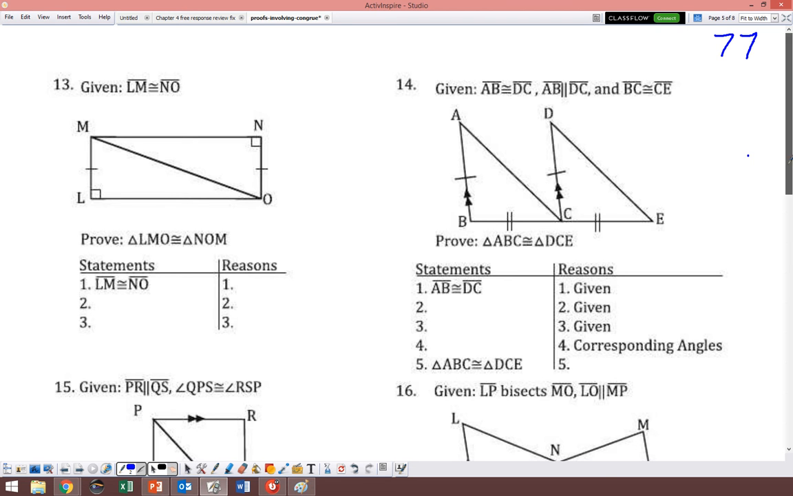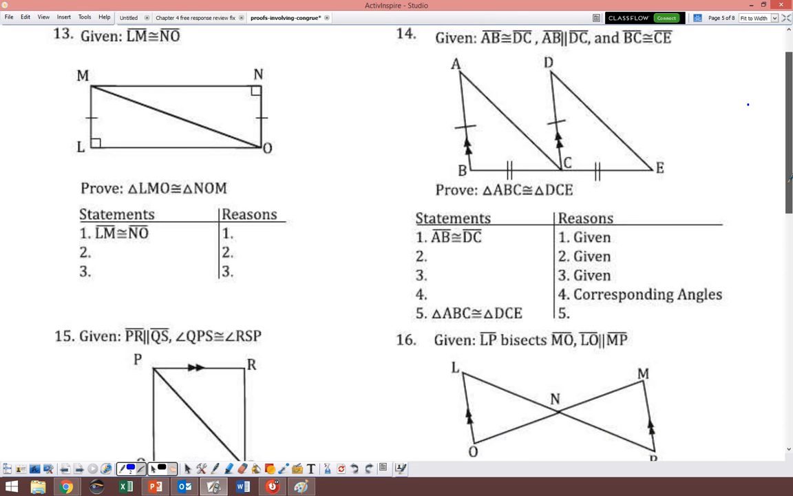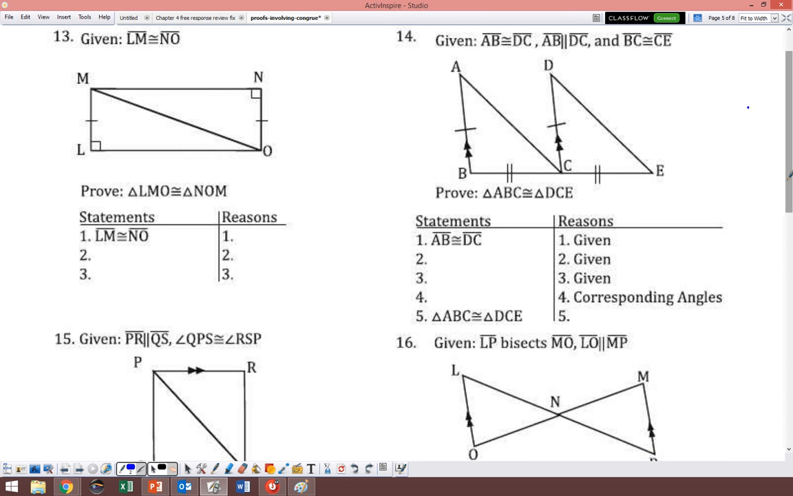So we're going to start one by one. So number 13. What is my reason for number 1? Give it.